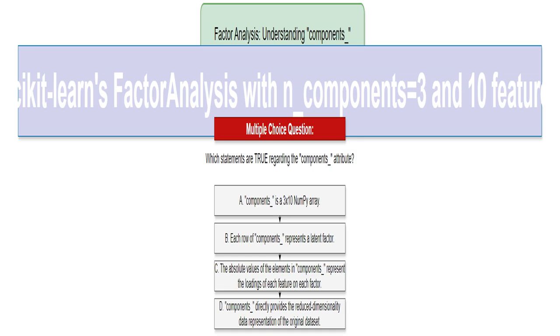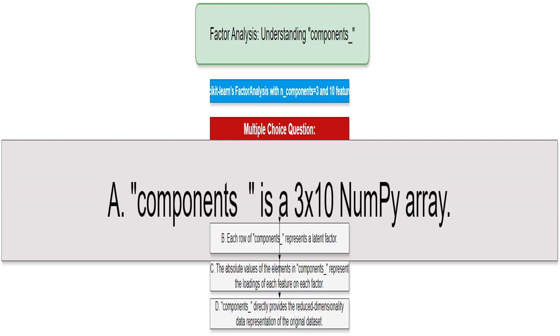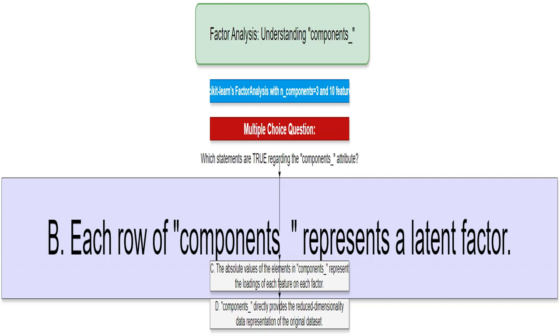This is dimensionality reduction. This is correct. The output of factor analysis's components underscore will be a table, a NumPy array, with 3 rows, 1 for each factor, and 10 columns, 1 for each original feature. Absolutely right. Each row of that 3x10 table shows you how strongly each of the 10 original features relates to 1 of the 3 underlying factors.